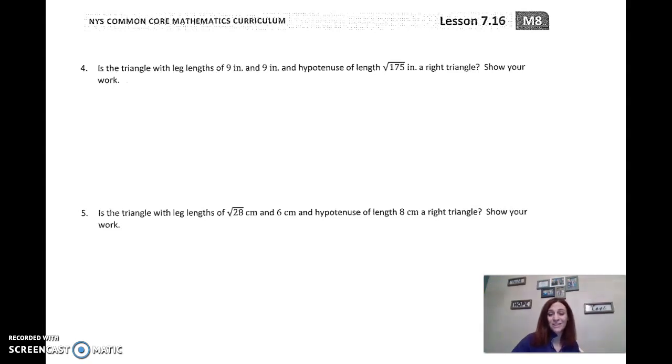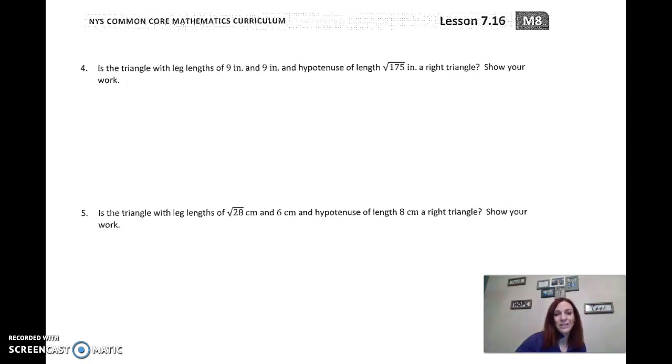All right, so we're still continuing working on the converse of the Pythagorean theorem. And our converse says that if you have three side lengths, A, B, and C, and you can go A squared plus B squared equal to C squared, then it is a right triangle. So, we get number 4 here.